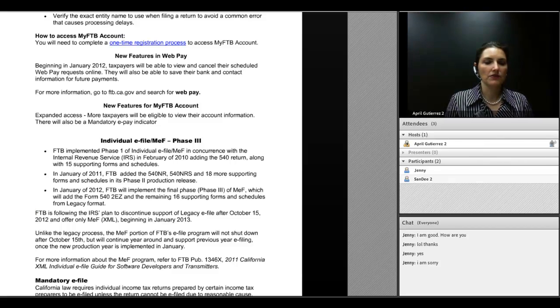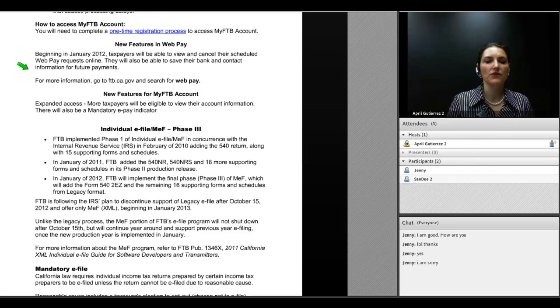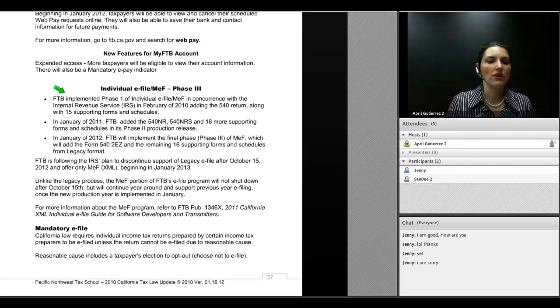So let's move on down to the new features with WebPay. Beginning in January 2012, taxpayers will be able to view and cancel their scheduled WebPay requests online. They will also be able to save their bank and contact information for future payments. New features for the FTB account. Expanded access. More taxpayers will be eligible to view their account information, and there will also be a mandatory e-pay indicator.